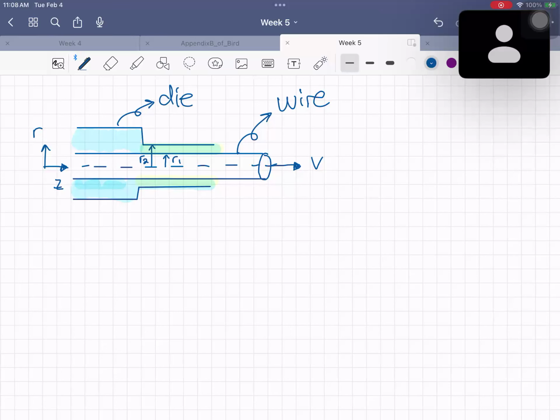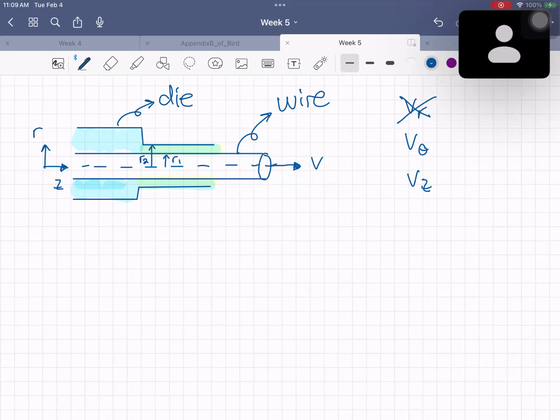Let's start this all together first, and then you can move on. Since we start with the cylindrical coordinates, we're going to have VR, V theta, and VZ, right? Do we have VR? No, right? Because it's moving towards the right-hand side. So this one is 0.